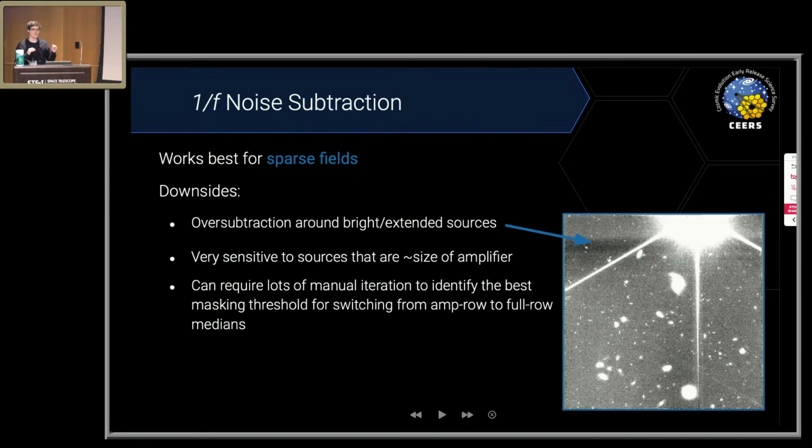The way we handle that is by changing the threshold we use for how many masked pixels are in a row before you switch to using the full row median. That's a parameter that we can tweak, but it means our method can require a lot of manual iteration to identify the best threshold for each image. Honestly, that's one of the most time-consuming parts of our reduction: going through and running the 1/f correction.